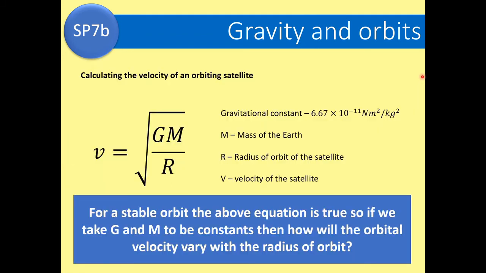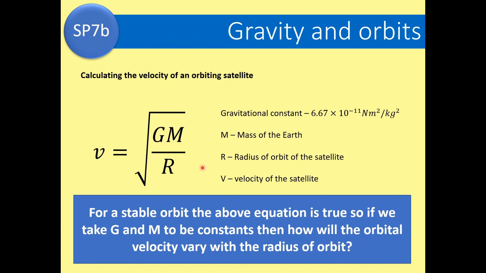So let's now look at the equation that links the velocity of the orbit to the radius away from the thing that it's orbiting around. That's given by this equation here. Velocity is equal to the square root of the gravitational constant, which is 6.67 times 10 to the minus 11, times the mass of the Earth, or the mass of the Sun if it's orbiting around the Sun, divided by the radius of the orbit of the satellite.